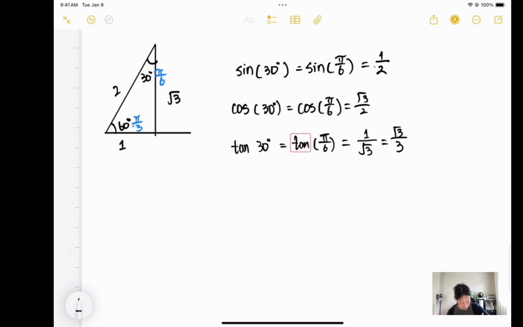Okay, next one is sine 60 degree, which is our sine pi over 3. So sine pi over 3 is equal to the opposite of the 60 degree over the hypotenuse, which is square root of 3 over 2. Then we have a cosine 60 degree.